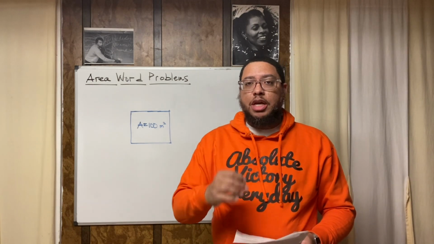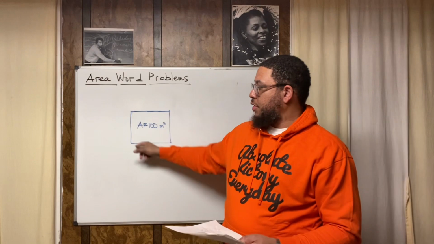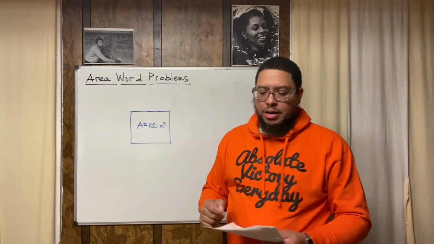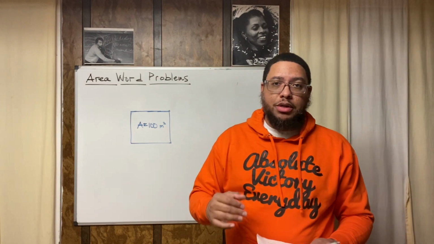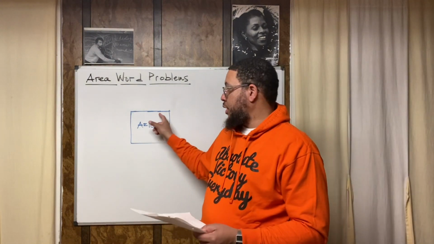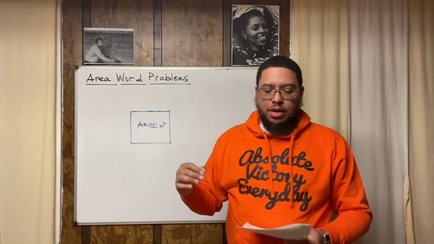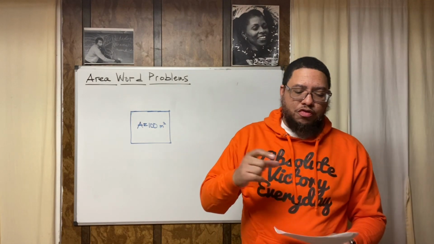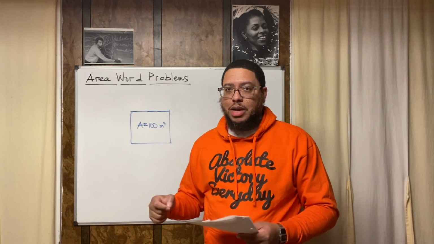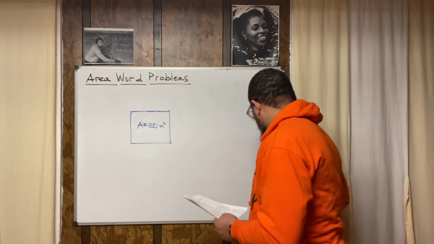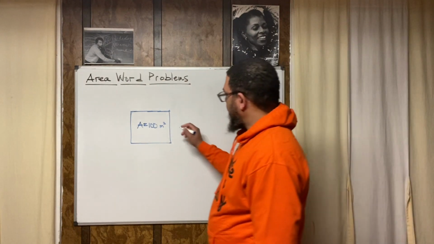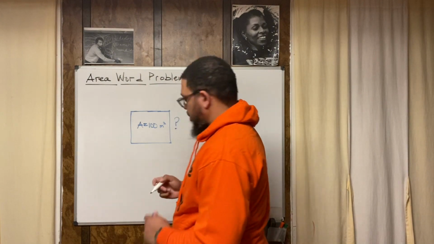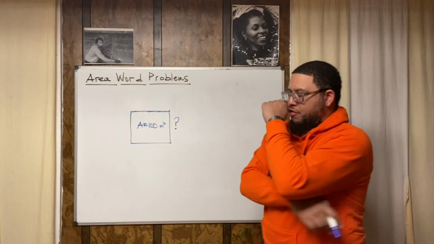The square-shaped plaza, this is it right here, at the center of a small village has an area of 100 square meters. Not the village, but the square-shaped plaza right here has an area of 100 square meters. How can you find the length of one side of the plaza? So this is what we're looking for, basically this. All right.